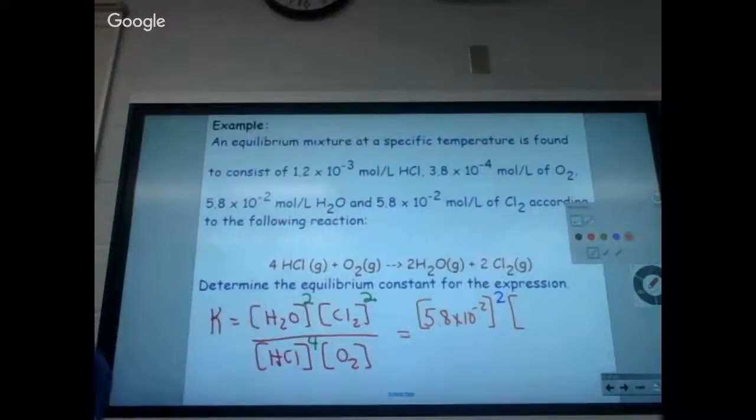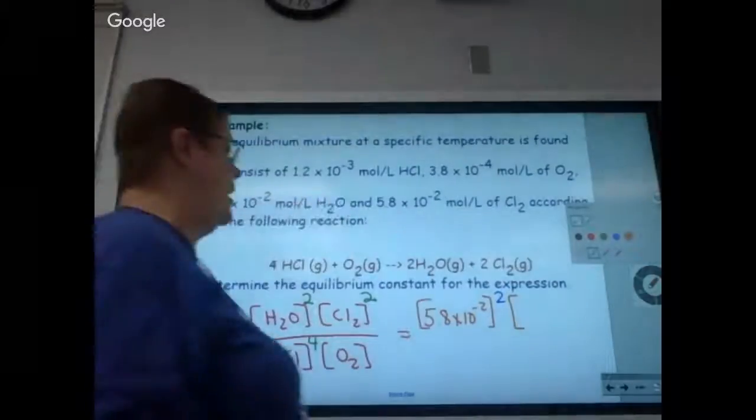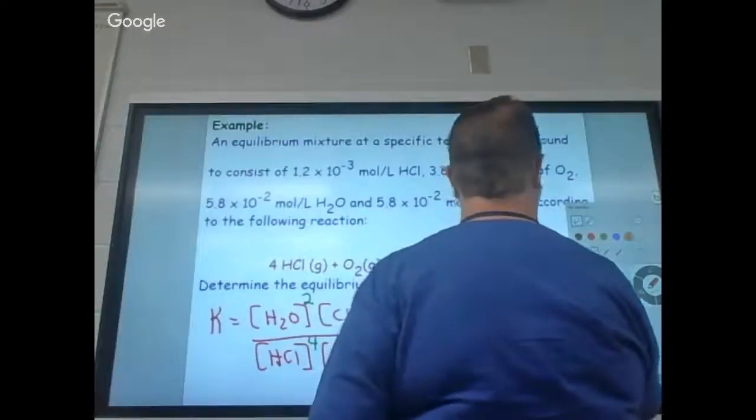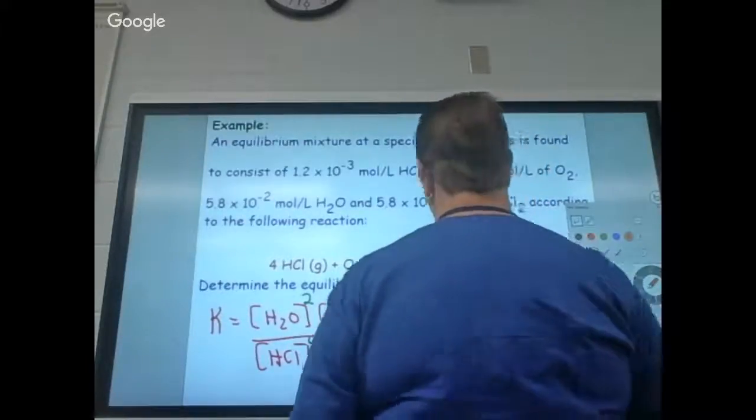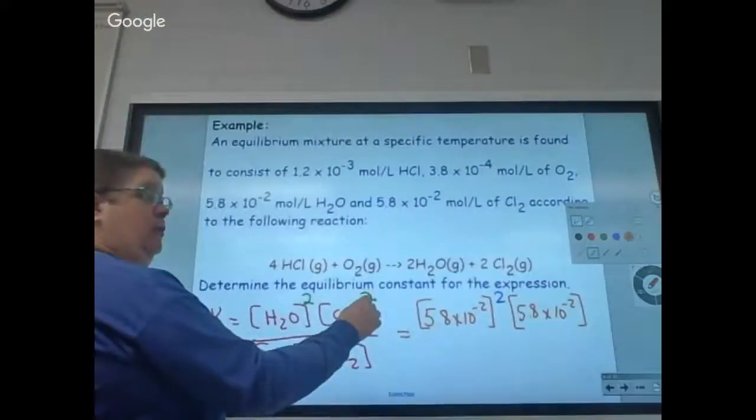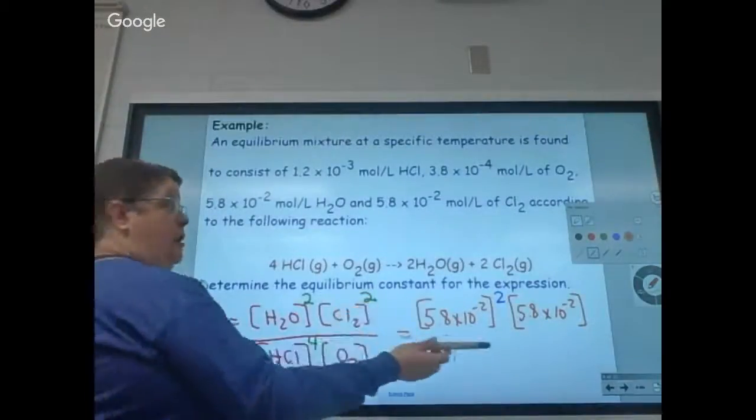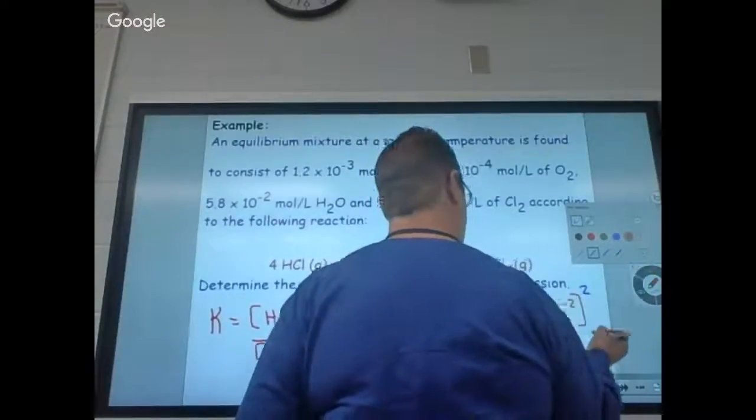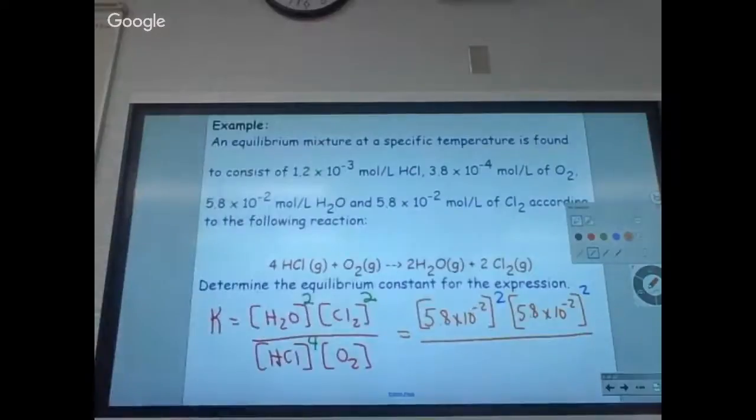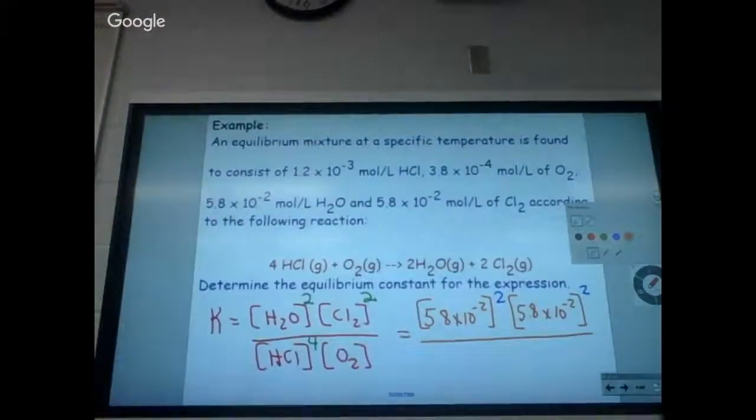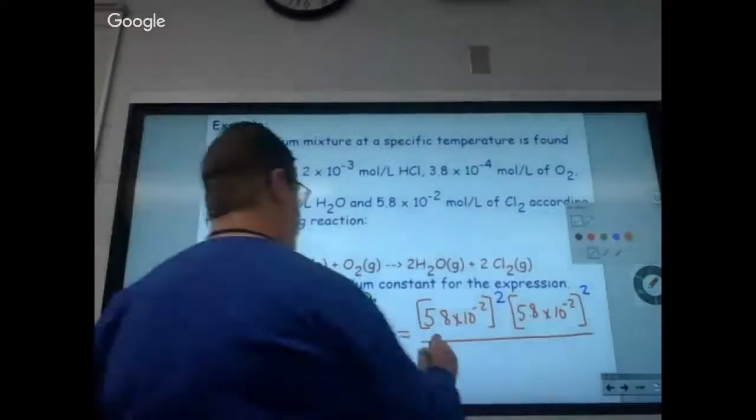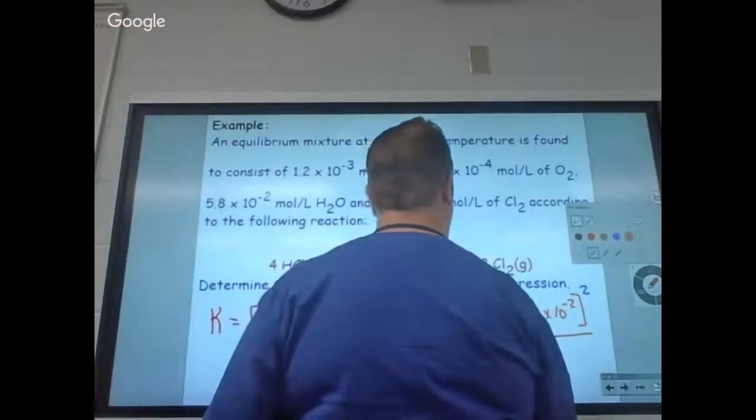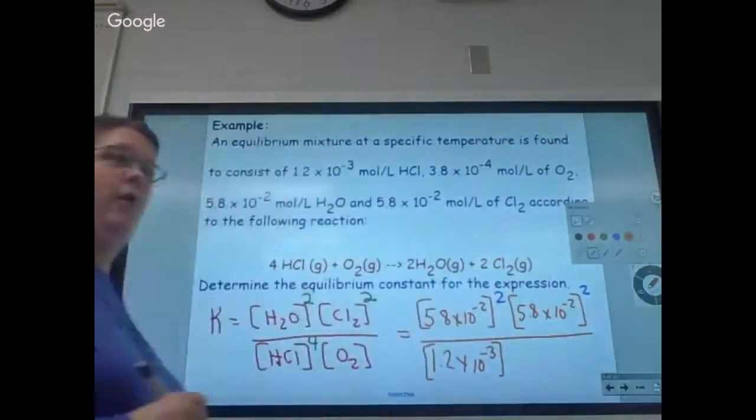Now we're going to do chlorine. Chlorine's number is the same number, 5.8 times 10 to the negative second. And chlorine also has a squared on it, so we're going to square it. Over HCl, we find that number. HCl has 1.2 times 10 to the negative 3. And HCl has what number on it?